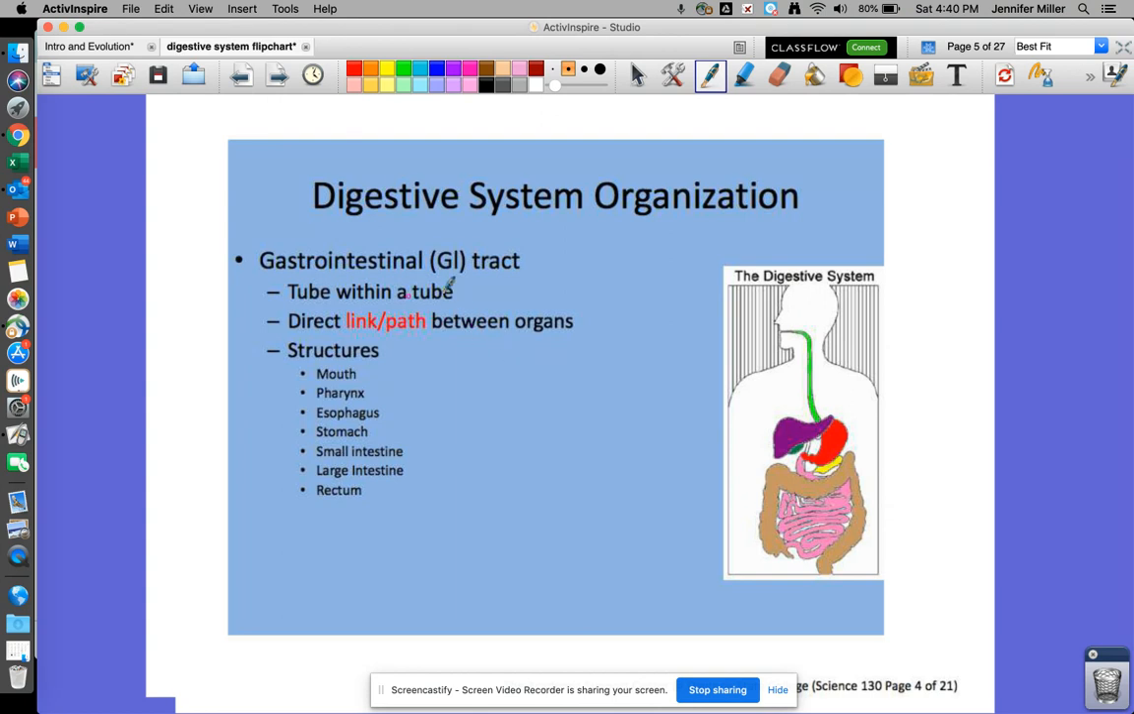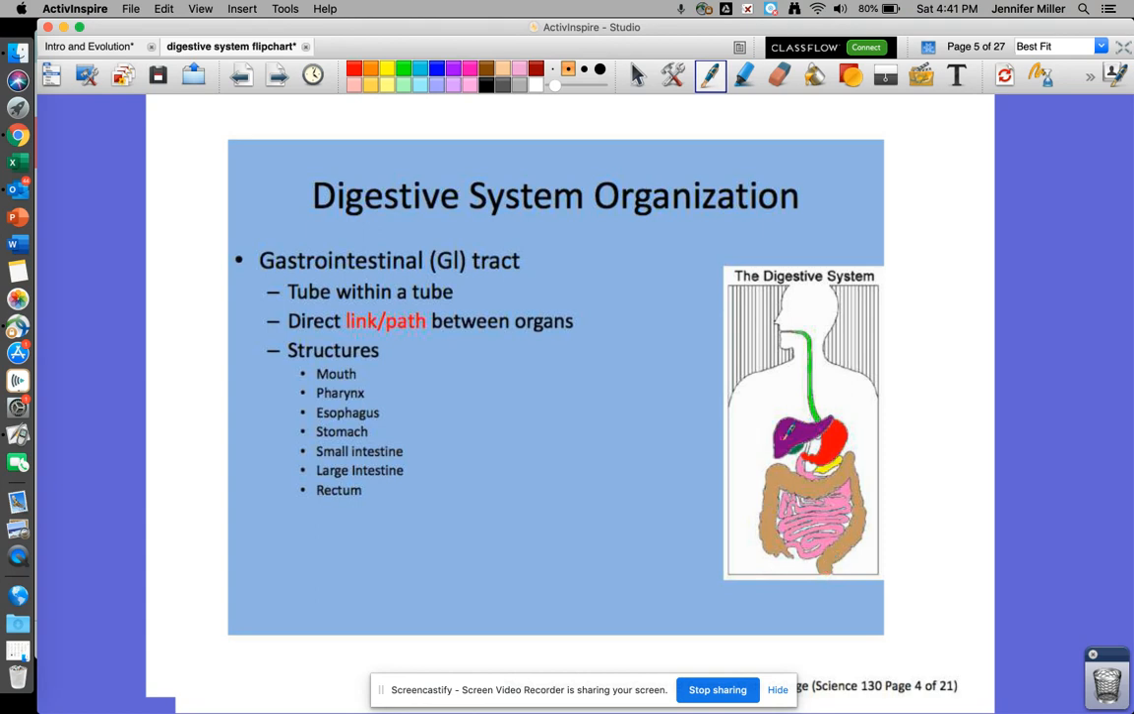So here are the structures of the digestive system. Obviously the mouth. The pharynx we've talked about already. It's in the back of the mouth. The esophagus is this green tube. It connects the mouth to the stomach. The stomach here is red. The small intestine here is pink. The large intestine is brown. And the rectum is down here at the bottom, the lower part of the brown.